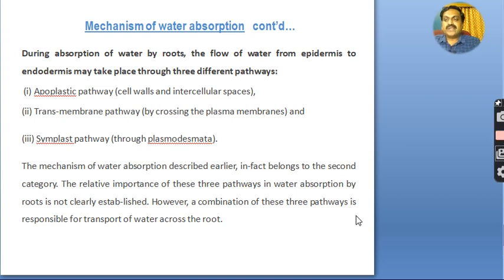To summarize this, the water absorbing organ will always be the root hair, and the absorption is mainly by two mechanisms. One is active, the other one is passive. The active absorption is of two types: osmotic absorption and non-osmotic absorption, and the other one is the passive absorption.